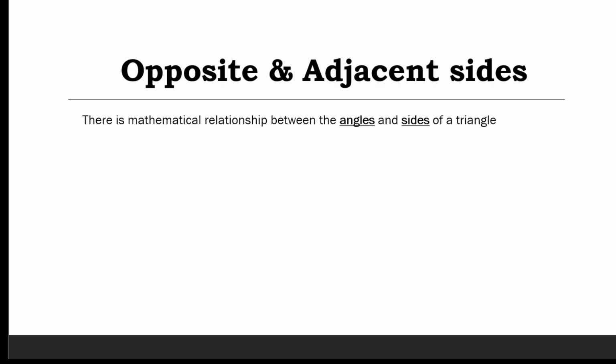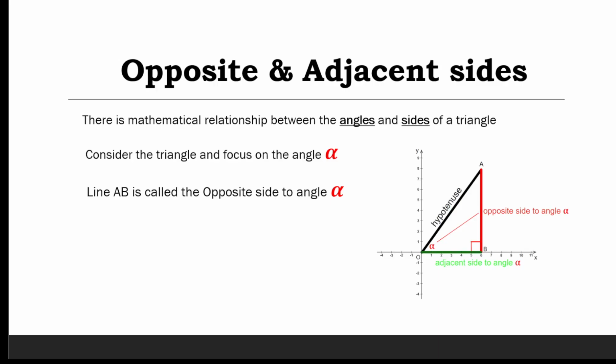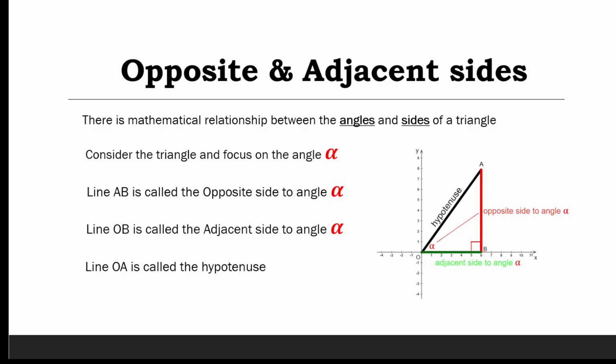Now let us look at the vocabulary that is used quite a lot in triangles, and especially in trigonometry: the opposite sides and the adjacent sides. Now let us consider angle alpha. The side that is said to be opposite to angle alpha is the side AB, which is shown in red. And the side that is said to be adjacent to angle alpha is the side shown in green, which is line OB. And the side that is always called the hypotenuse is the one in black, and it is always opposite to the right angle.